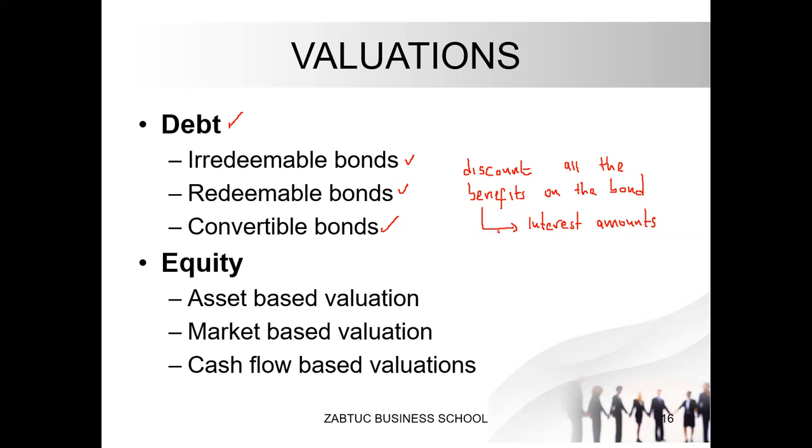Then at the end, if the bond is redeemable, there's also a redemption amount. So the redemption amount, if the bond is redeemable, is the amount receivable on redemption. If the bond is convertible, then you're talking about the conversion amount or conversion value.